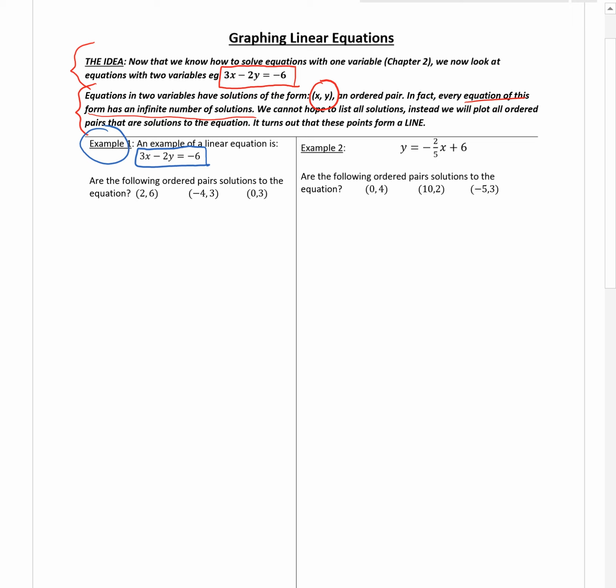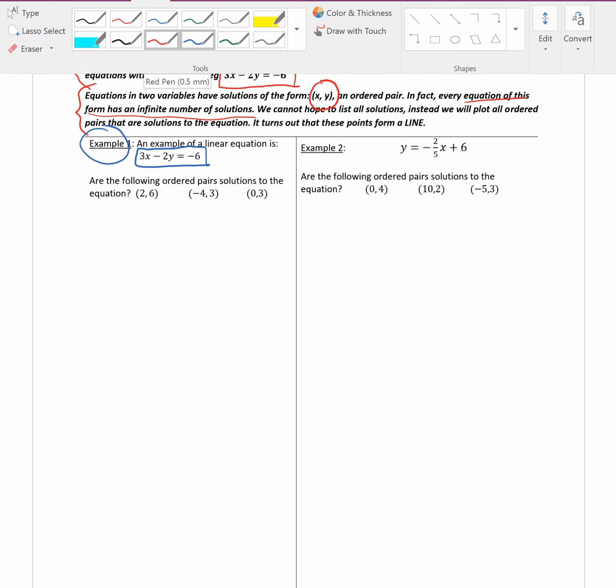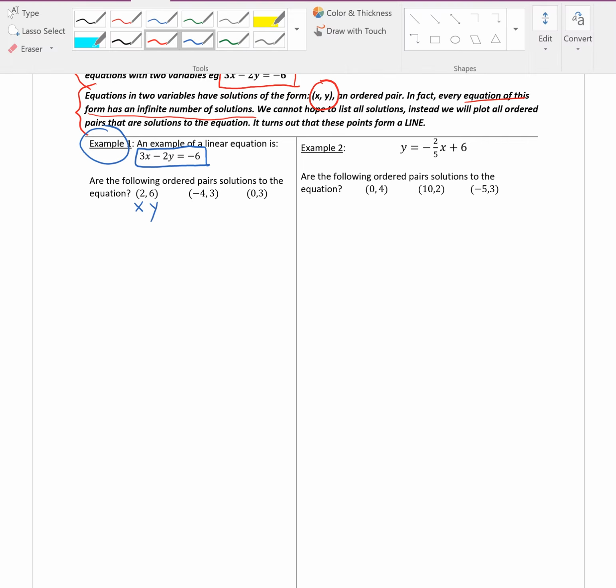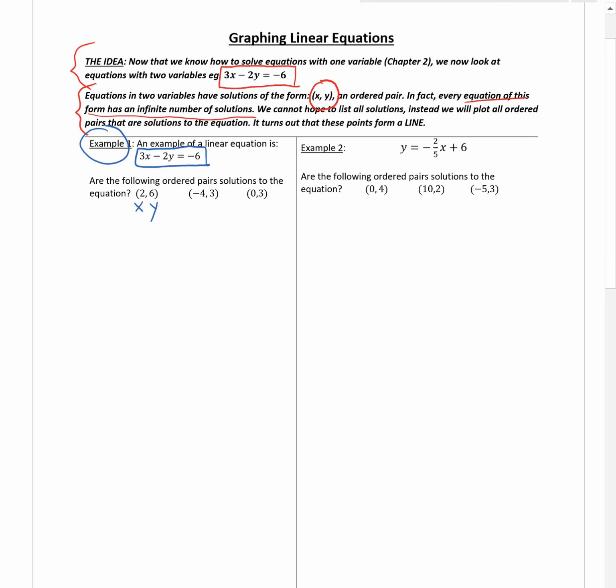So I guess what I would imagine is, for example, if I focus on the first guy, 2, 6. 2 is the x-coordinate, 6 is the y-coordinate. So I would probably imagine I'm going to substitute those values into the equation to see if it's true or false. So that's the idea. We're going to test each of these three ordered pairs separately, one at a time. That's really all we're going to do, substitute the values.